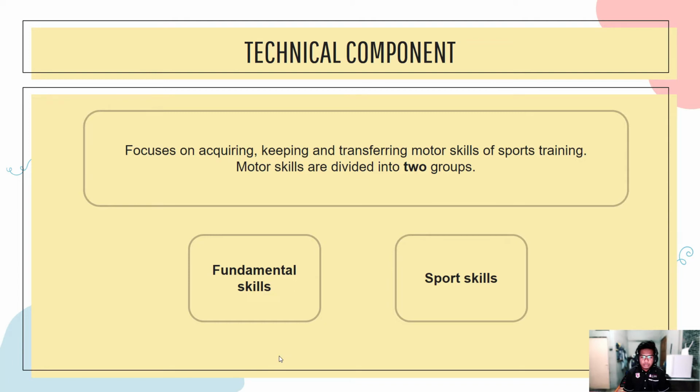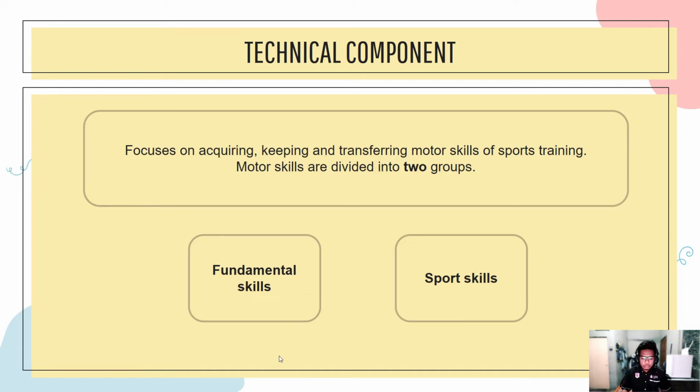Now I will explain about the technical component. So what is the technical component? The technical component focuses on acquiring, keeping and transferring motor skills of sports training. Motor skills are divided into two groups, which are the fundamental skills and also sport skills.